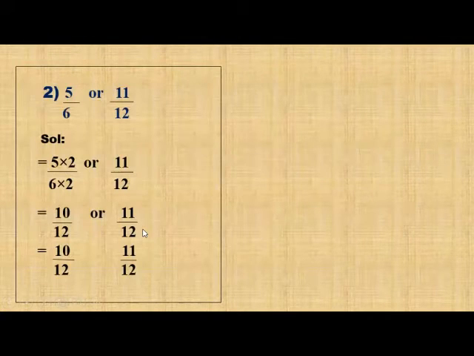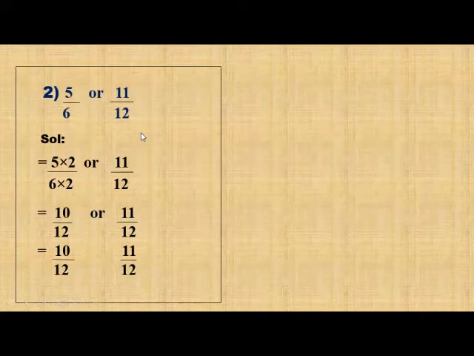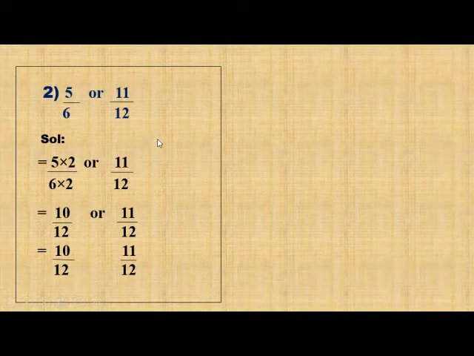Now move to another question, which is 5 upon 6 or 11 upon 12. As you can see in this question, the denominators are different, which means these are unlike fractions. First of all, you have to make the denominators the same. How can you make the denominators the same? By multiplying by 2. If you multiply 5 by 2 and 6 by 2, you get the answer. 5 multiplied by 2 equals 10 and 6 multiplied by 2 equals 12. As you can see, in step 2 the denominators are the same.